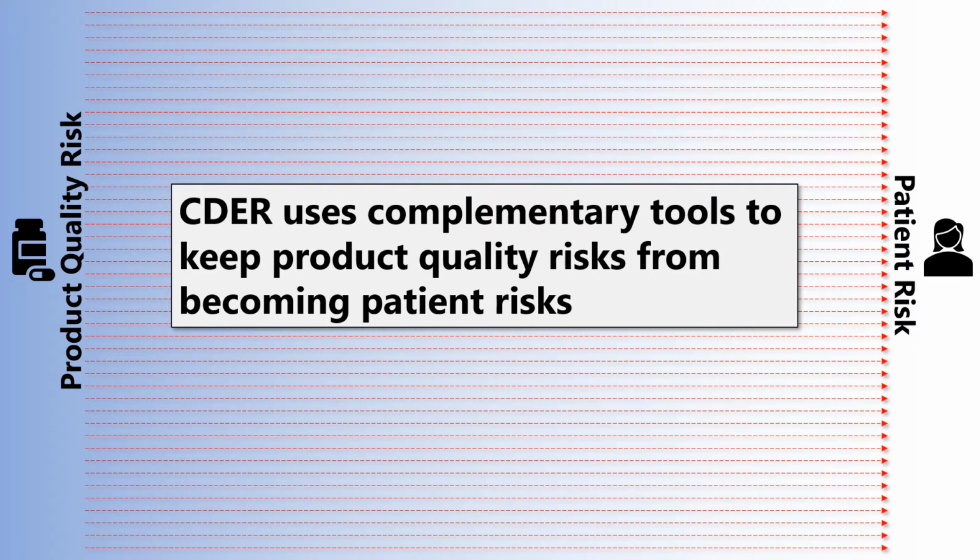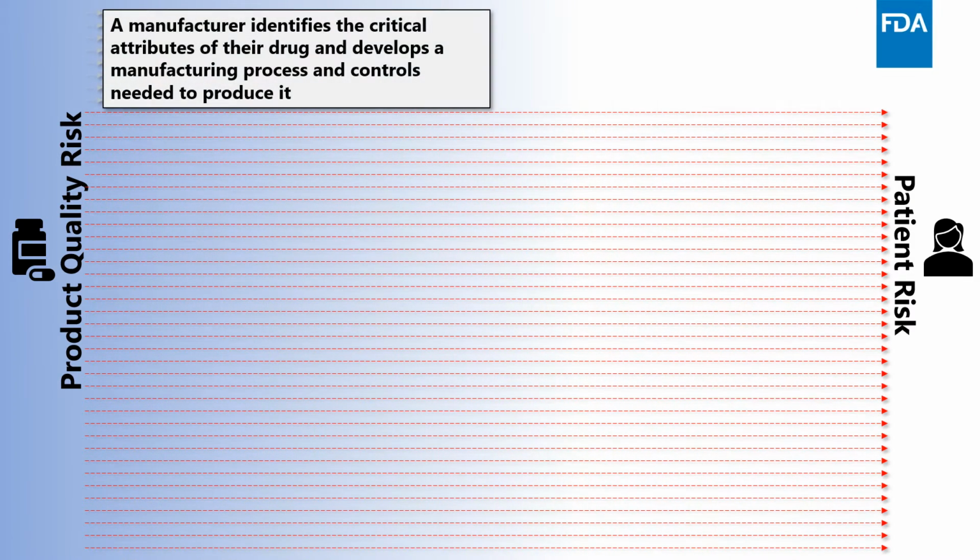Let's take a closer look at the complementary tools that keep product quality risks from becoming patient risks. We'll start by looking at the tools applied by a manufacturer. It starts in the early life cycle of a drug product when a manufacturer is developing a drug. The manufacturer identifies the critical attributes of their drug and creates a manufacturing process and control strategy to produce it.